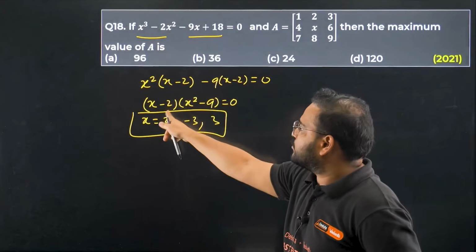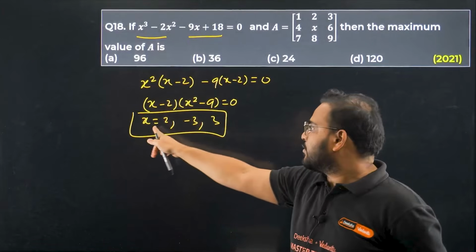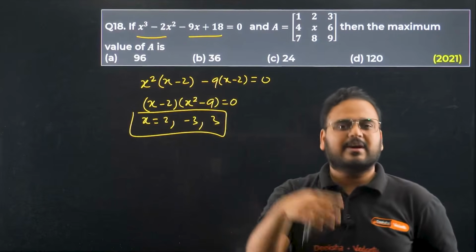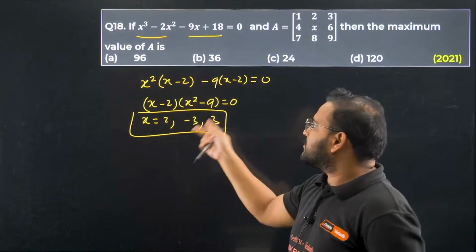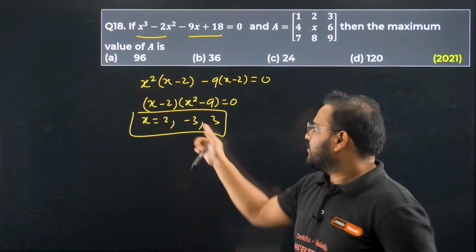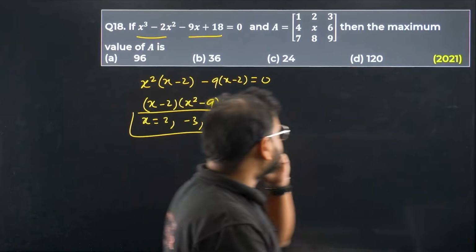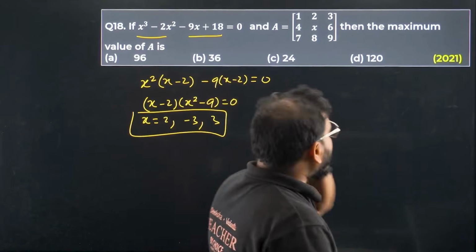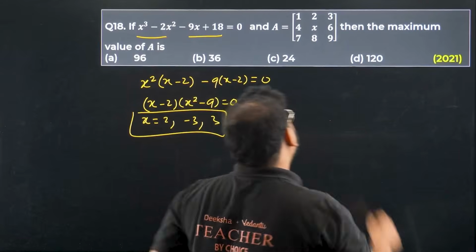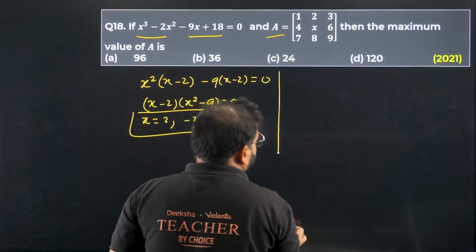From x minus 2, we get x equal to 2. X square minus 9 will become x square minus 3 square. You'll have two values, x minus 3 and x plus 3. So we get minus 3 and plus 3 as the values of x. Now, I want a maximum value for this. So I have to find the determinant.